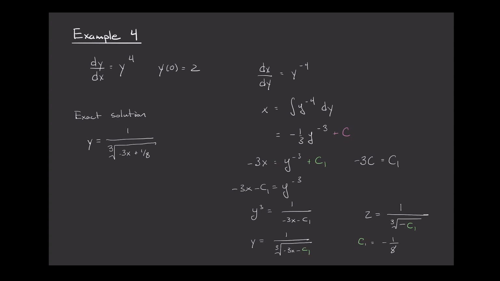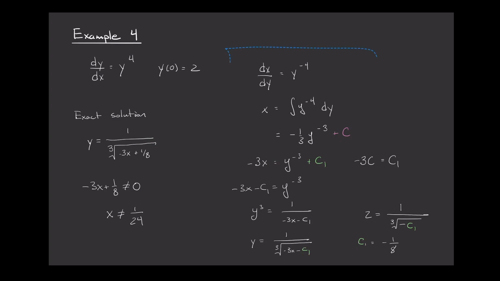It's worth noting now that once we have an exact solution and there are no parameters, we can specify the domain of that function. So for instance, the only place this function won't be defined is when the denominator is equal to 0. That means that negative 3x plus 1/8 should not be equal to 0. And if we do some algebra, we'll find out that x should not be equal to 1/24.